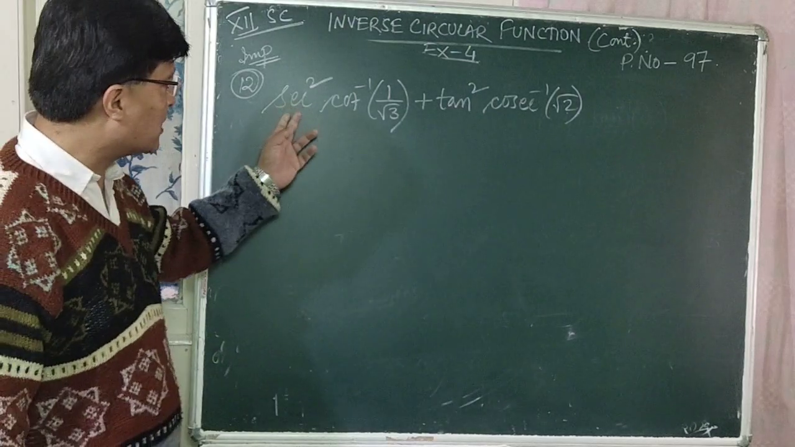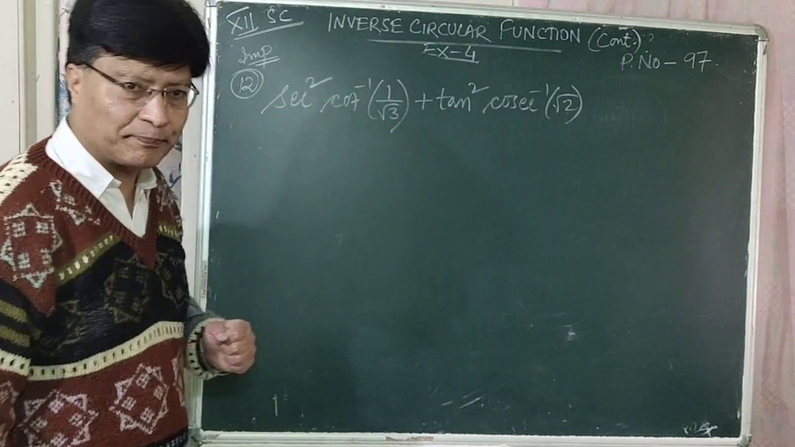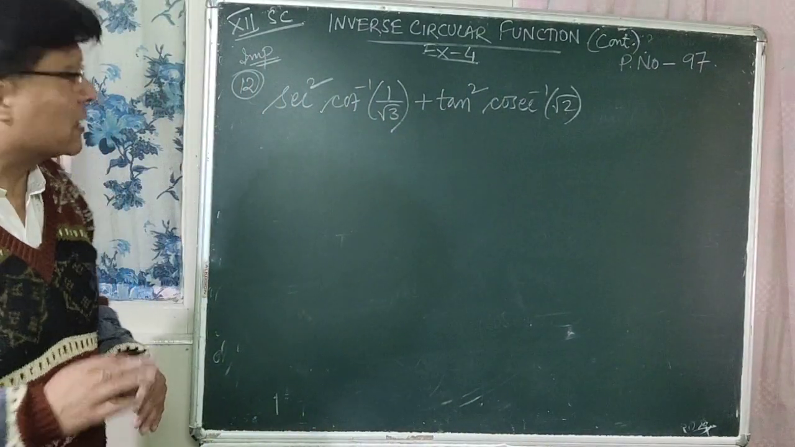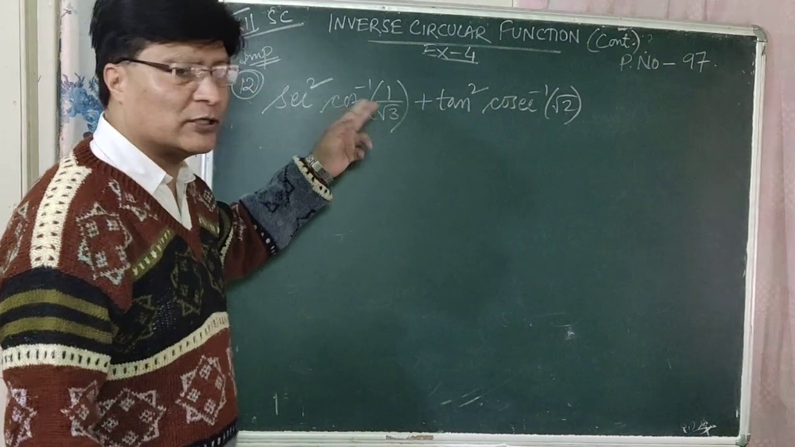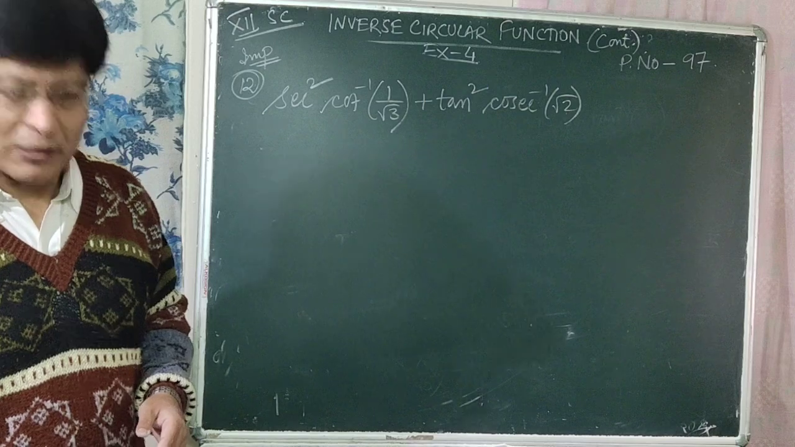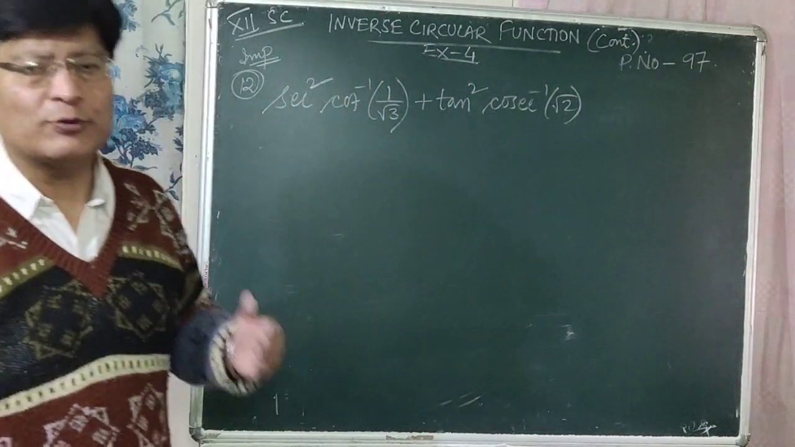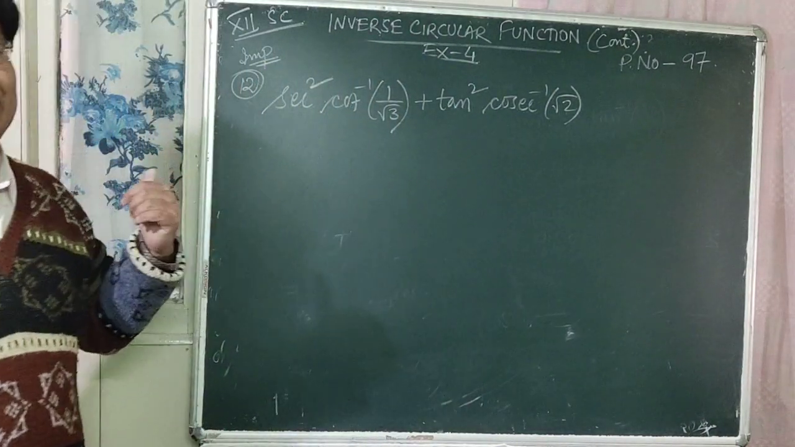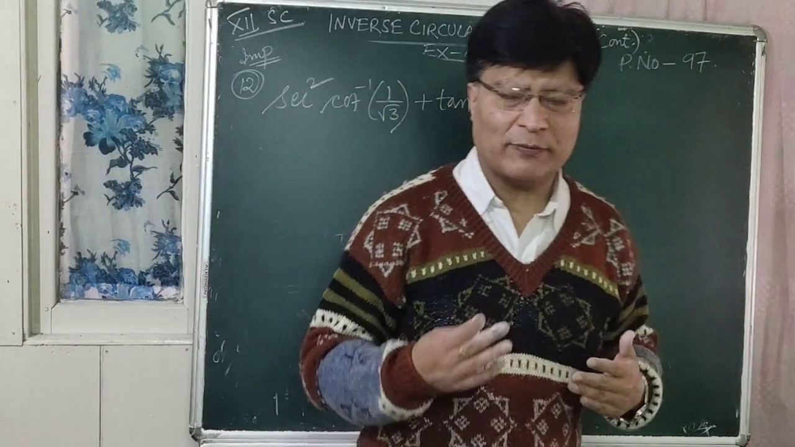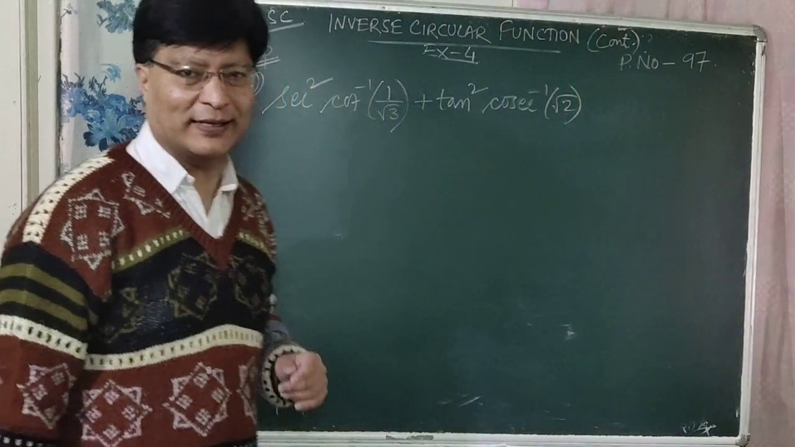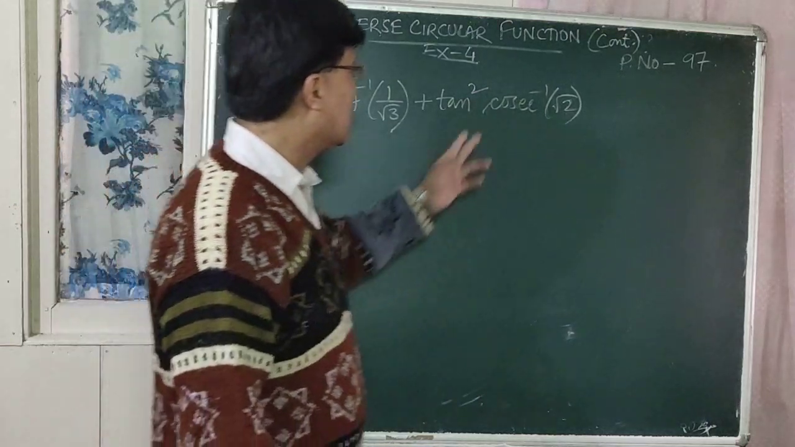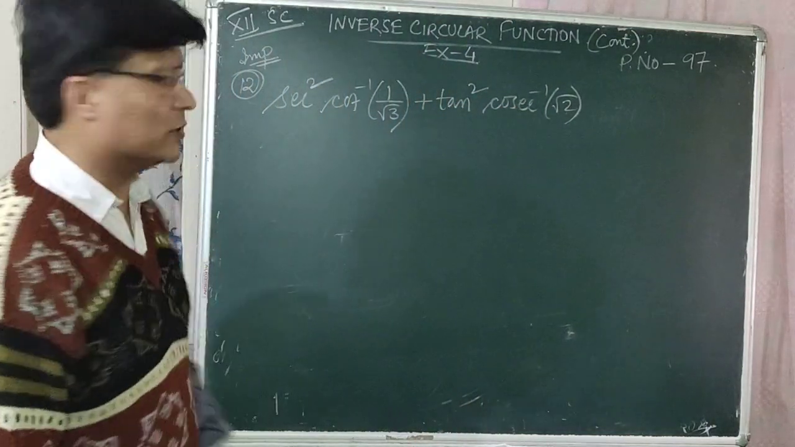You have to find out the value of sec square cot inverse 1 by root 3 plus tan square cosec inverse root 2. So now let us change this cot inverse into tan inverse and cosec inverse into sine inverse, because it will be easier for you to find out the value for sine and tan, isn't it? Among cosec and cot, you remember the values of sin, cos, tan the most, don't you? So that's why you convert this cot inverse into tan inverse and this cosec inverse into sin inverse, right?